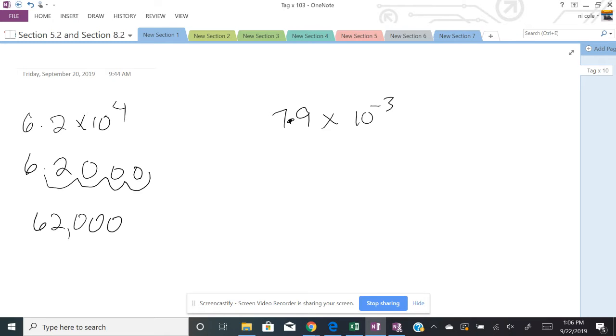Same again with the negative, except this time instead of moving to the right, you're going to move to the left because the negative means it's a small number. And you're going to go 1, 2, 3. You move your decimal place the number of times that exponent exists.